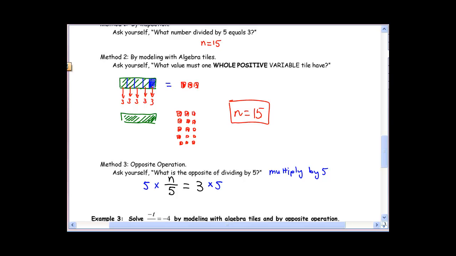Now, when you multiply by 5 like this, you get 5 times n divided by 5. So the 5's just disappear and become the number 1. So we have now n equals 3 times 5 is 15. Done.